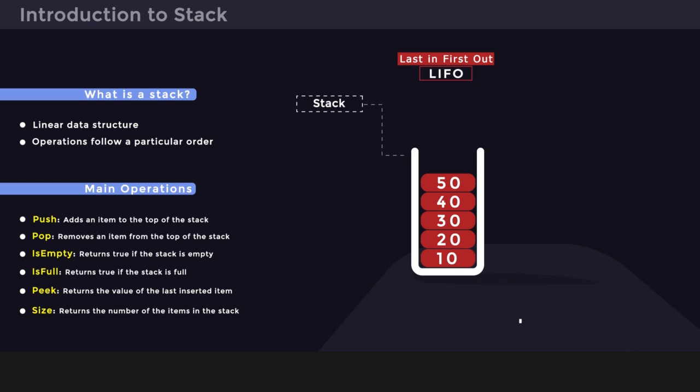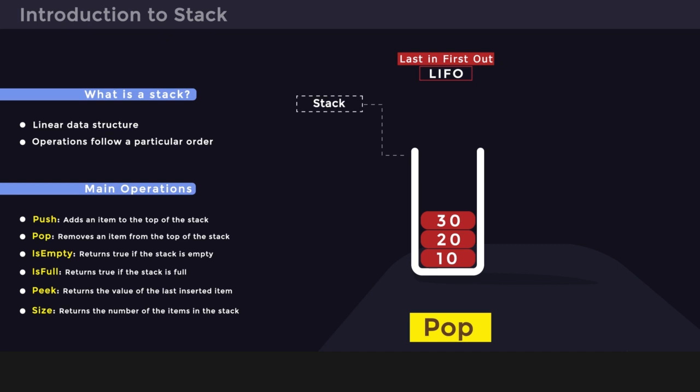The next operation is pop. Pop will remove an element on the top of the stack. In fact, last inserted element will be removed. So when we want to remove 40, before that we must remove 50. So we remove 50, then we are allowed to remove 40.